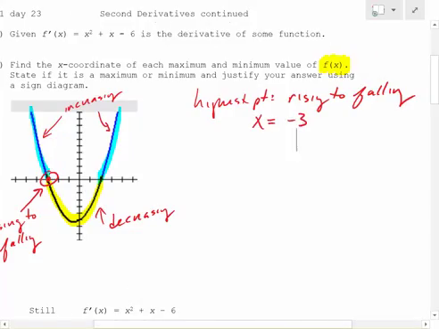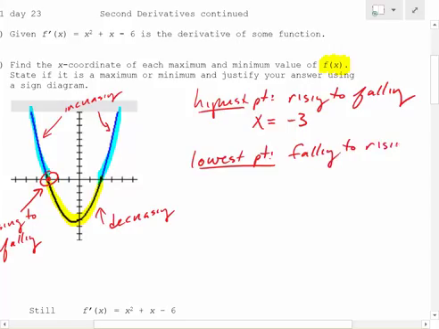So the highest point, that's going to be when x is equal to what? -3. So lowest point, where's the lowest point going to happen? What's going to happen there? You're going to go from what to what? Falling to rising. So where is it going from falling to rising? Right there. So that's going to be x is equal to what? 2. Does that make sense?